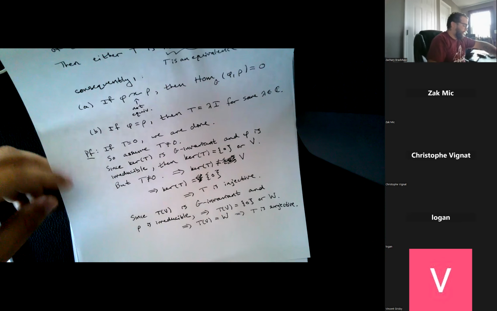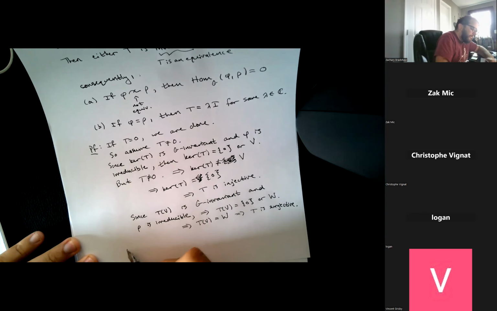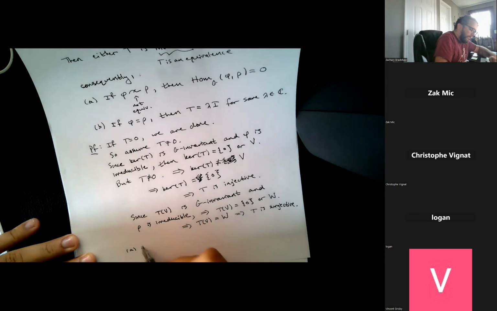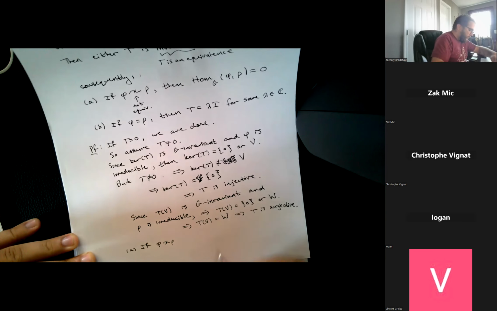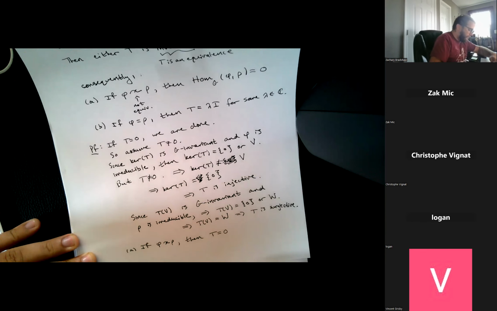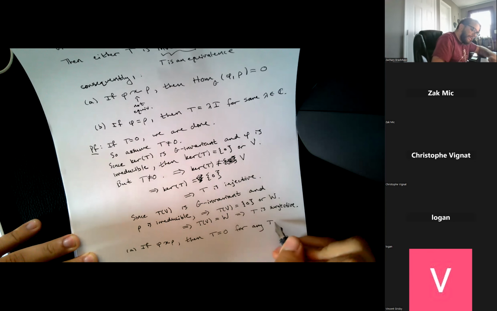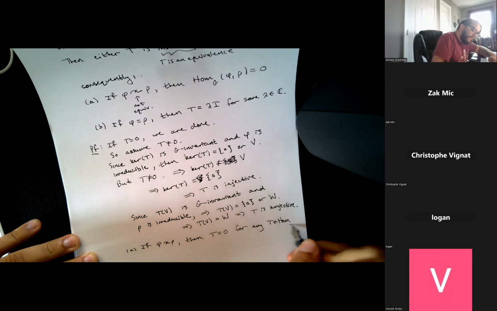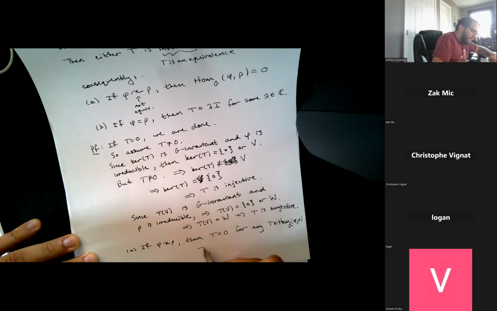Okay, what about the consequences? Well, A is almost immediate, right? So if phi is not equivalent to rho, well then T must be equal to 0 for any T in the Hom set. And so this implies that the Hom set is just 0.